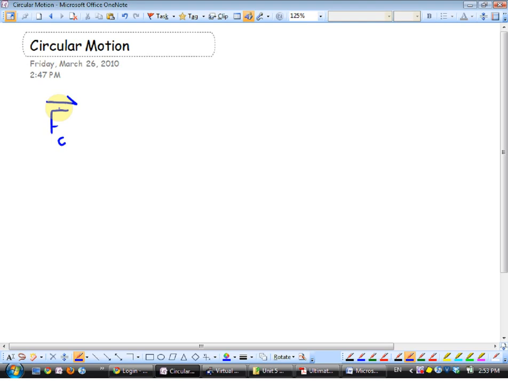When we talk about circular force, it's mass times circular acceleration. I don't know if you noticed, there's no circular force equation on your formula sheet. What there is, is two equations for centripetal or circular acceleration. Either of those gives you the same answer.